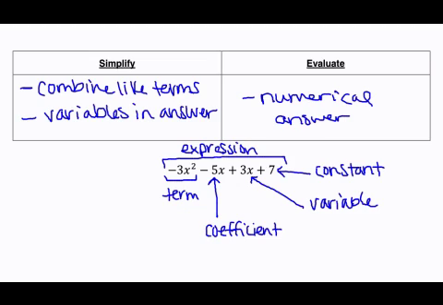Now if we look at this expression, we talked about combining like terms. Notice we have a negative 5x and a 3x. They both have x as the variable. They don't have an exponent, so therefore we can combine those together. The negative 3x squared cannot be combined because it has that exponent.